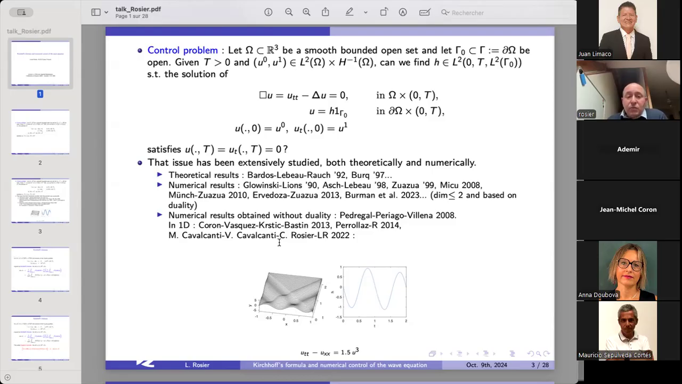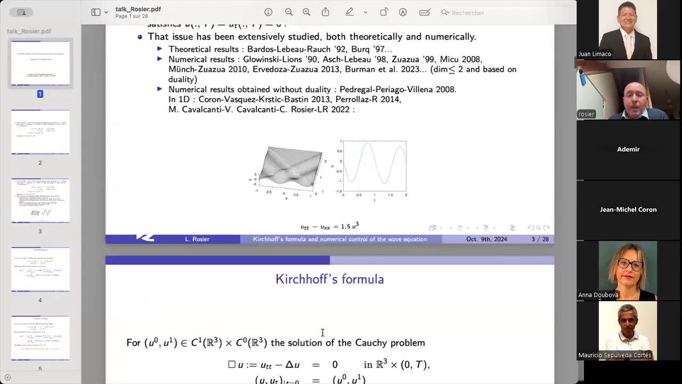More recently, we investigated the problem of null controllability of a nonlinear wave equation. This is joint work with Marcelo and Valeria Cavalcanti and Carole Rosier. We use a Picard iteration scheme to solve the numerical problem of controllability to 0 of this kind of nonlinear equation. In dimension 1, it works quite well.